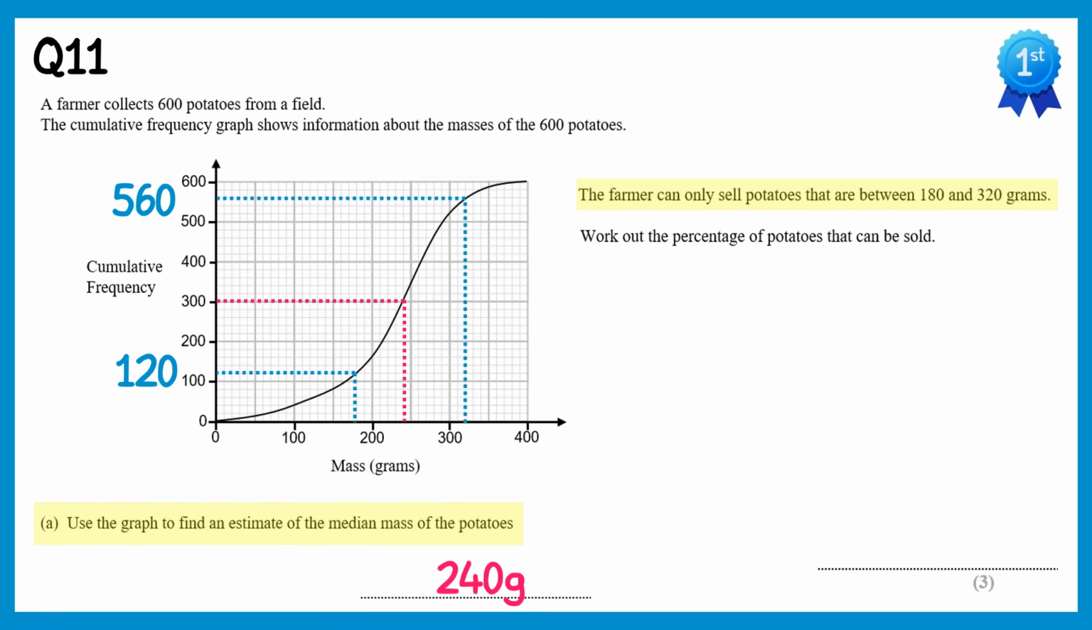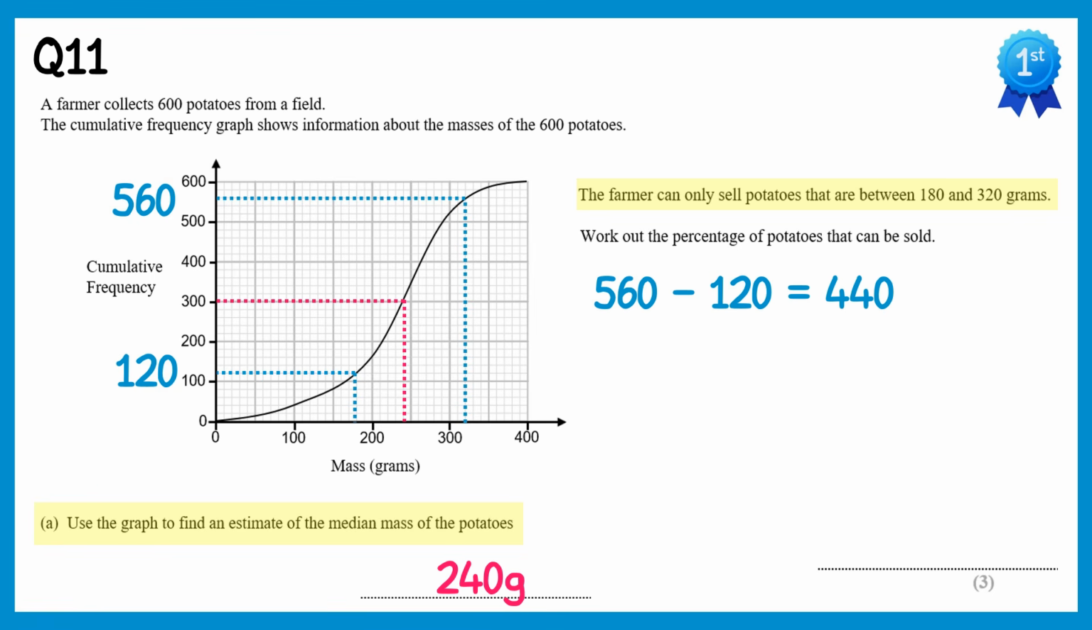So the potatoes that can be sold are between 180 and 320. So we need to know how many potatoes are in between 560 and 120. So we can just subtract those numbers. 560 take 120 is 440, so there are 440 good potatoes that can be sold.